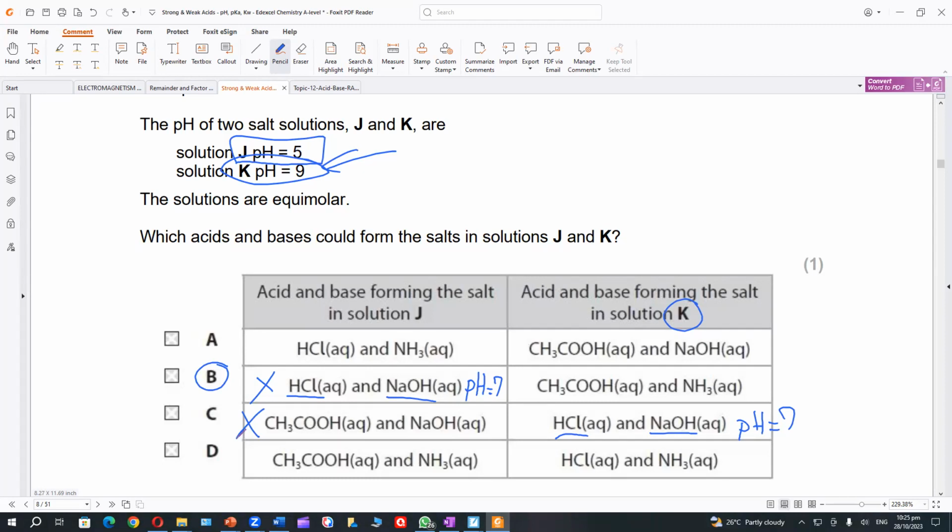The graph will stop somewhere before 9 or 7. So if you use HCl, a strong acid, with a weak alkali, do you think J can be 5? He has given the pH of J as 5. When they react, if you remember the curve for a weak base, the curve will bend at a much earlier position. So if you react a strong acid with a weak alkali, the pH will be around 5.